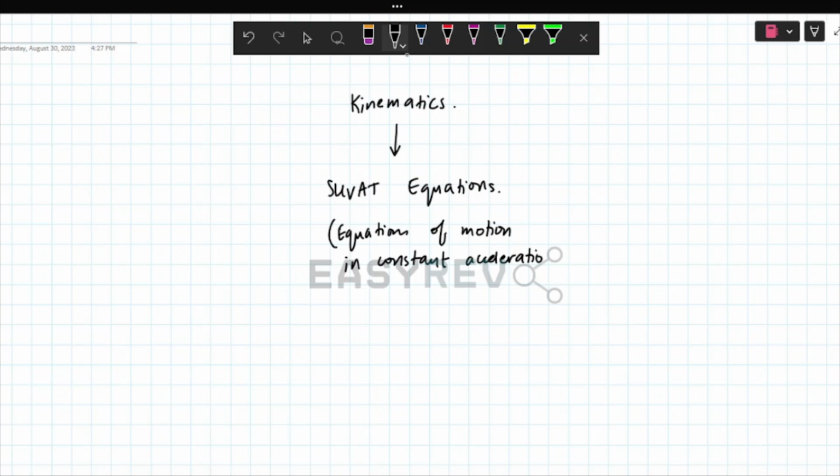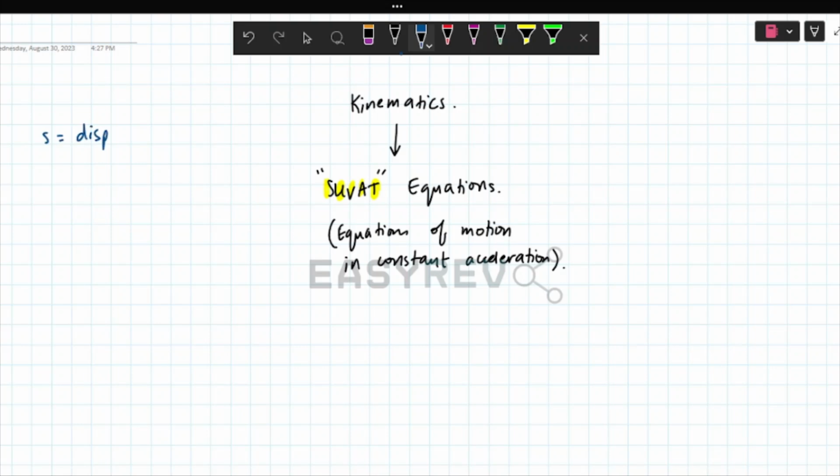In that sense, the term Suvat is nothing but a word that's made up of the five quantities that we encounter when it comes to the equations of motion. S is displacement, U is initial velocity, V is final velocity, A is acceleration, and then finally T is time duration. I'll in fact list them out here since these will be useful for later on.